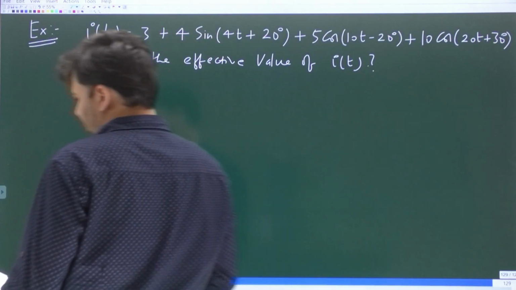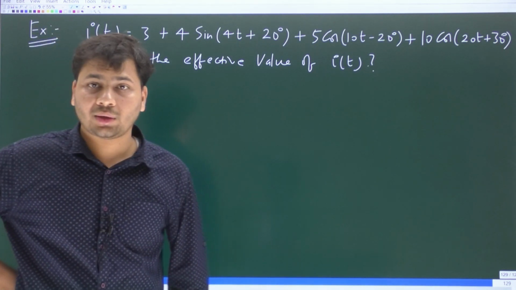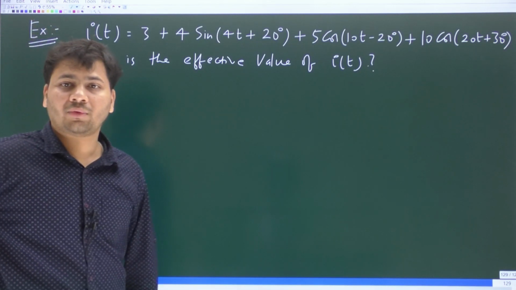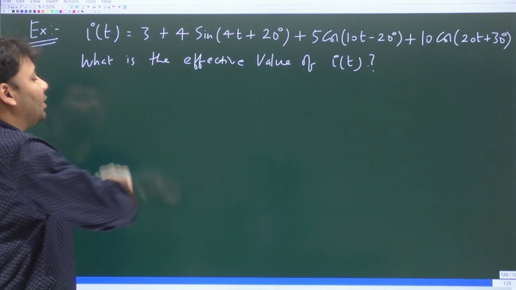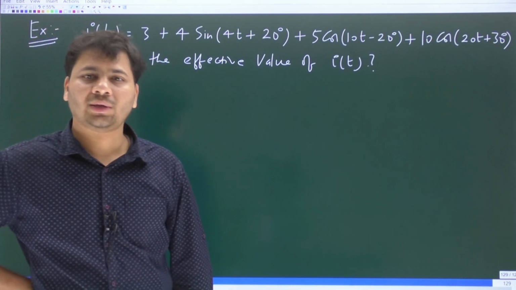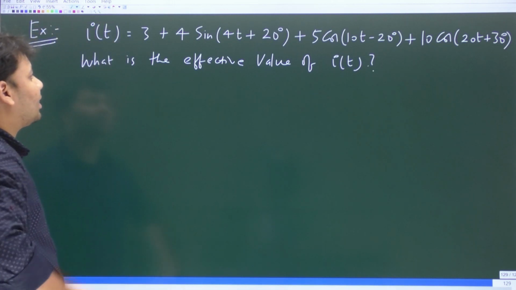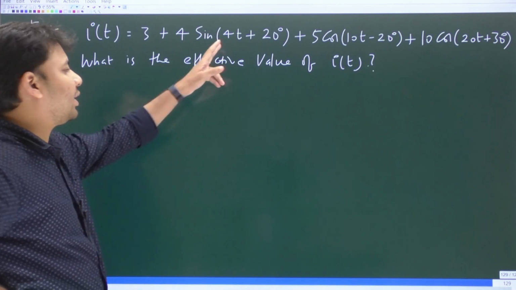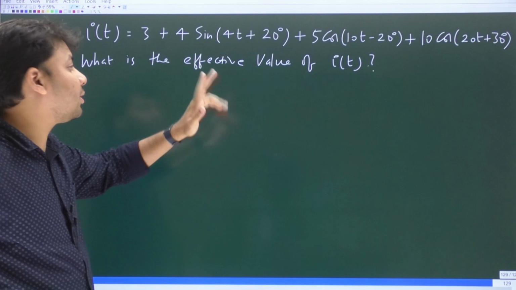Okay. So we have this current i of t, which consists of 4 different components. It is a sum of 4 different current components. The first current is 3. What is this 3? Is it not DC? So the first current component is DC. What is the second term? 4 sine 4t plus 20 degrees. So it is sinusoidal, which has a frequency of 4 radians per second.